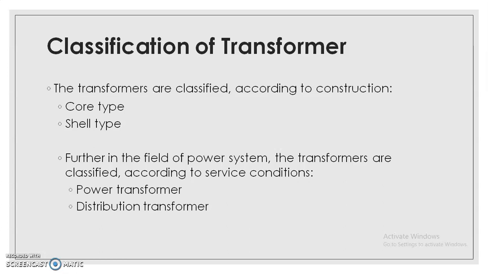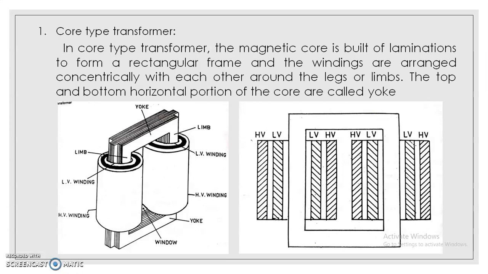Further, in the field of power system, the transformers are classified according to the service conditions, and as per this, they are classified as power transformer and second one distribution transformer. Let's see the core type transformer.